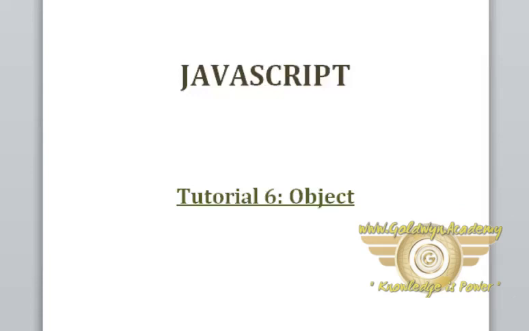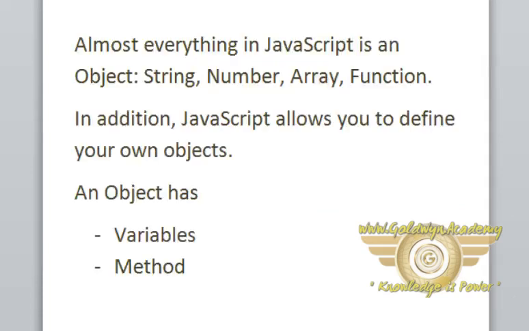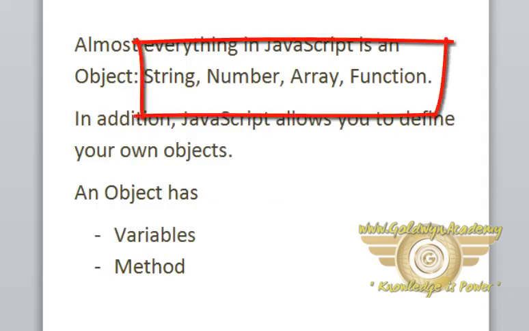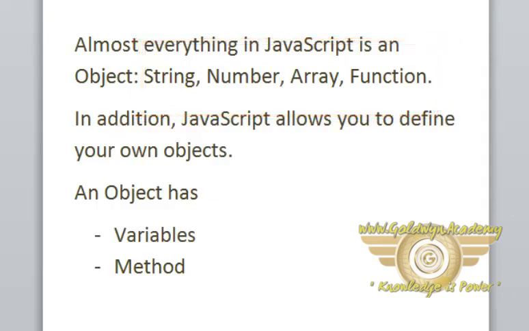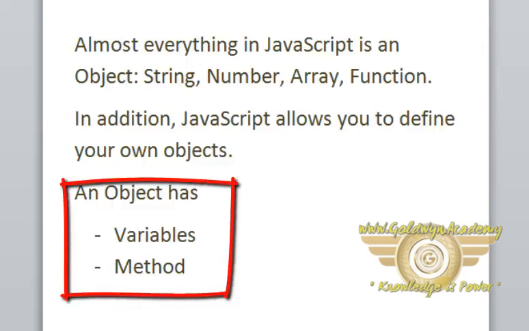In this tutorial, we are going to study about the object. Almost everything in JavaScript is an object. String, number, array, function. These all are predefined objects. In addition, JavaScript allows you to define your own object. If you have studied any object-oriented programming language, then you have an idea about this object. An object has variables and methods.